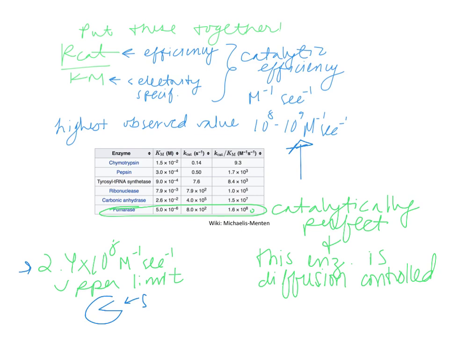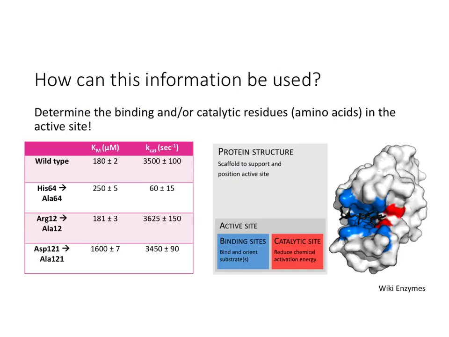Now, with the caveat here, of course, that this 10 to the minus 9 is greater than the rate of diffusion. These are measured outside of the cell in test tubes. So in those circumstances, you might be able to get something that's a little bit better. But any enzyme that has a 10 to the 8th, 10 to the 9th per molar per second, always per molar per second, not micromolar, not millimolar, is said to be catalytically perfect and is diffusion controlled.